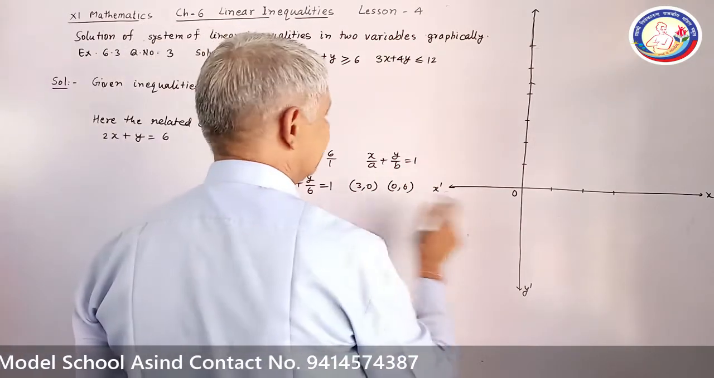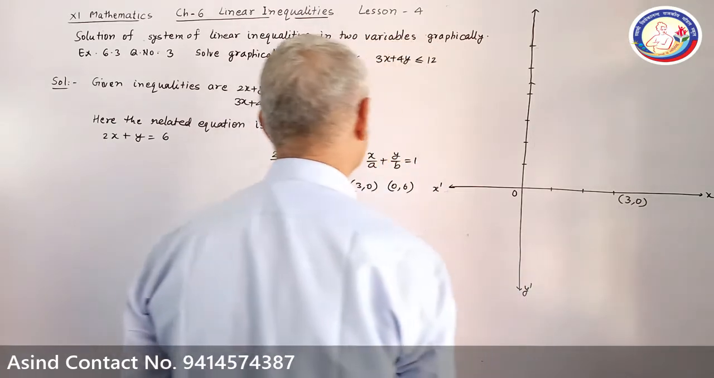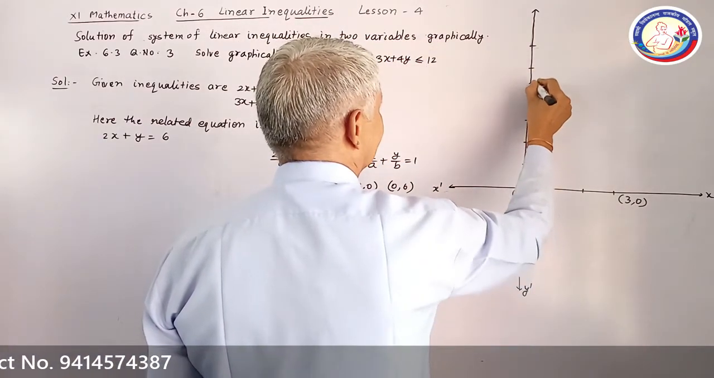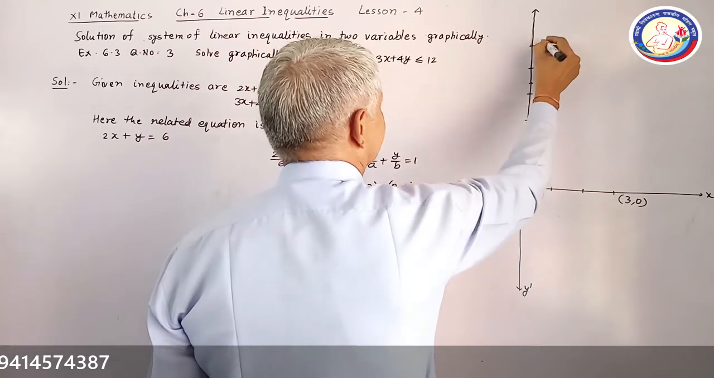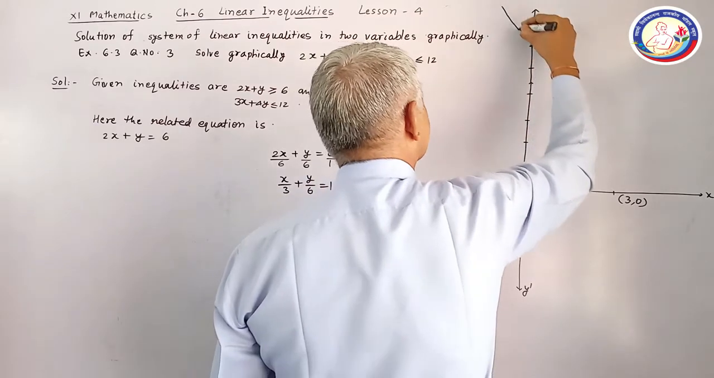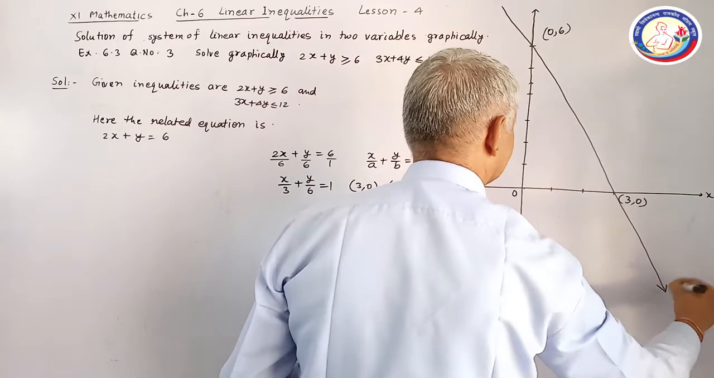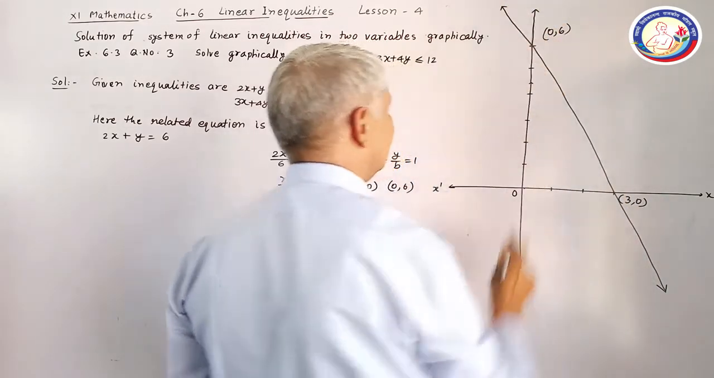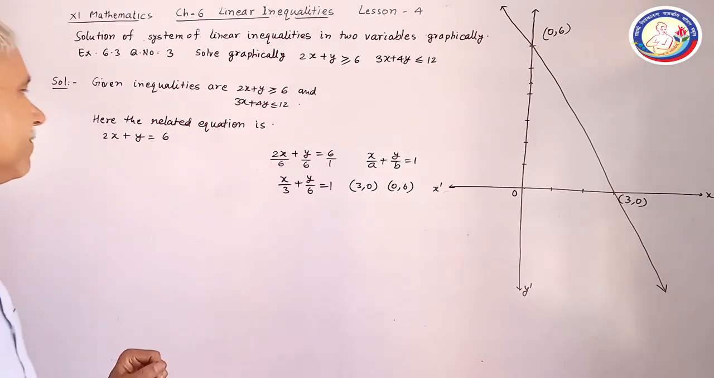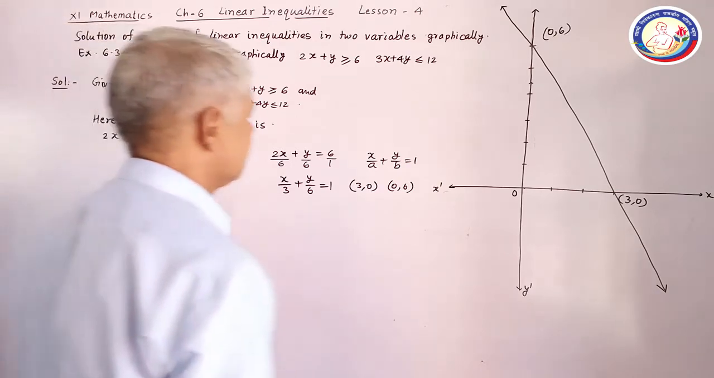Now where is (3, 0)? This is here, (3, 0). And (0, 6) will be on the y-axis: 1, 2, 3, 4, 5 and 6. This is (0, 6). Join these 2 points and we will obtain a line. Each point on the line will be a solution of this equation.